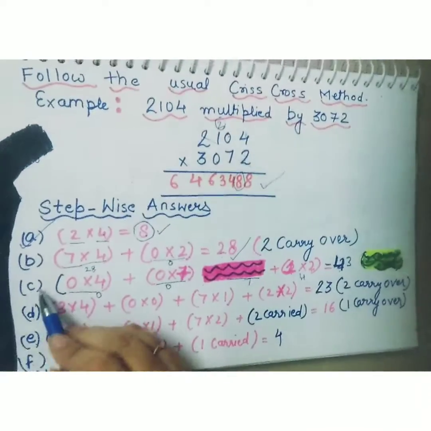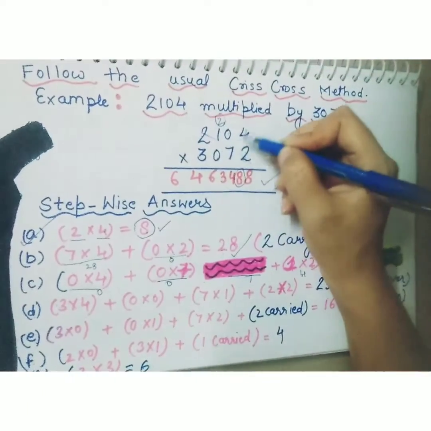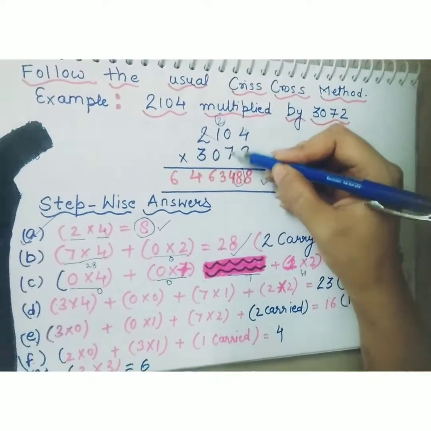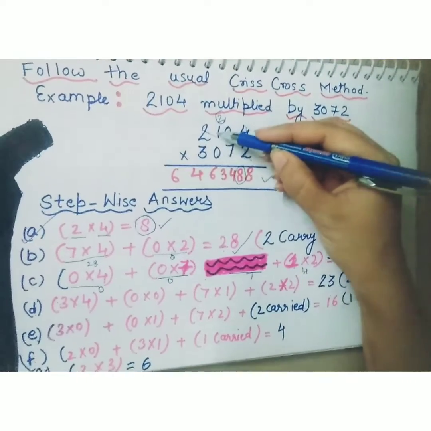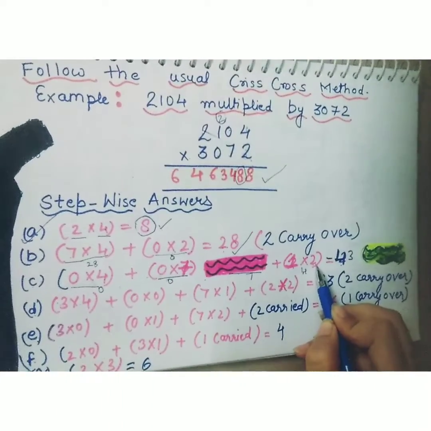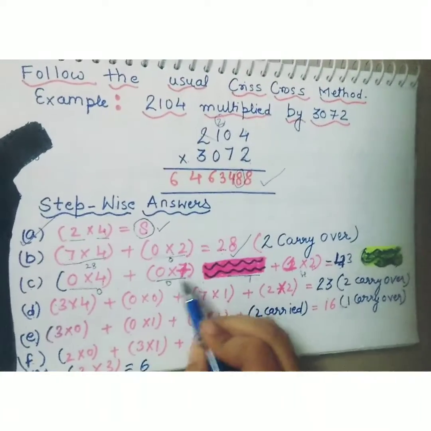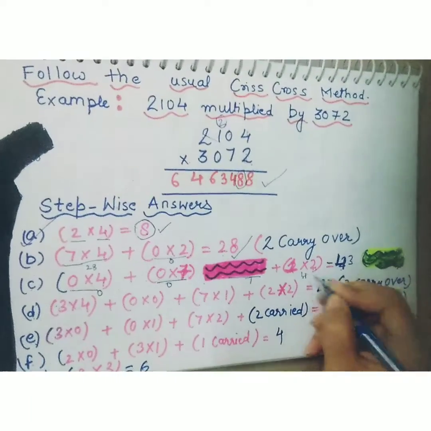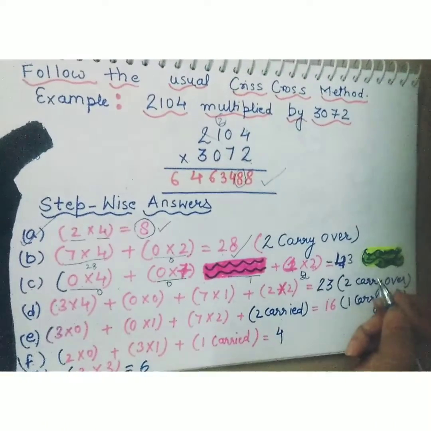In the third step, I am multiplying the cross 0 into 4, then the I formation 0 into 7, and then again the cross 1 into 2. So 0 into 4 comes out to be 0. 0 into 7 comes out to be 0. 1 into 2 comes out to be 2.